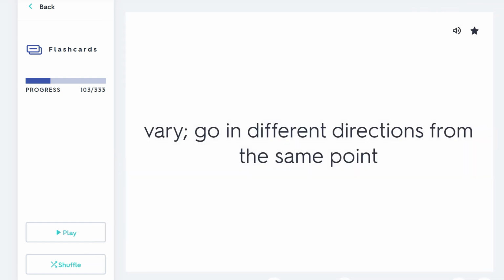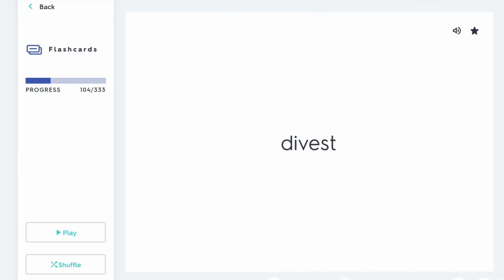Diverge. Vary, go in different directions from the same point. It's the opposite of converge. Converge means coming together. Diverge means going away. After a brief relationship, their paths diverged, split off. Divest. Strip or deprive. Usually reduce your investment in. They divested of all stocks in oil companies. Or the shop was divested of all its goods, stripped down of all its goods. Divest.